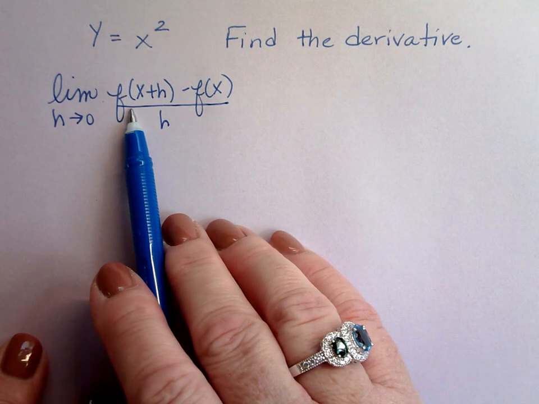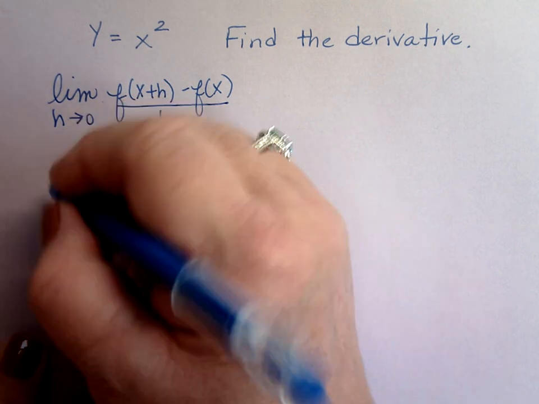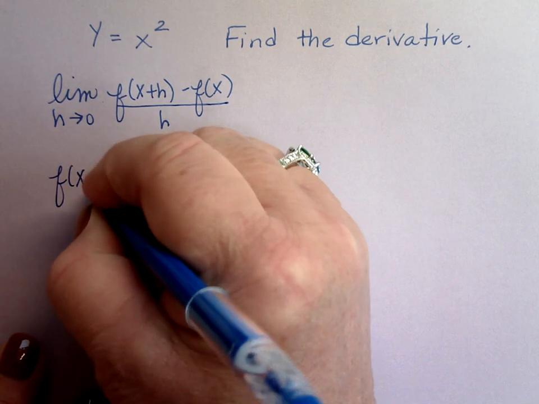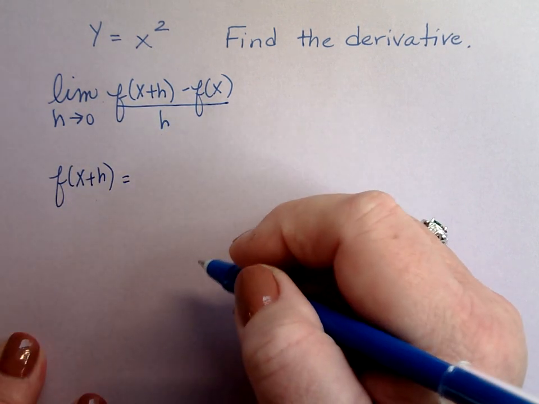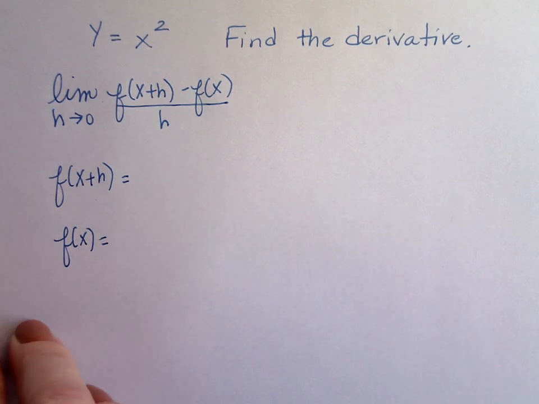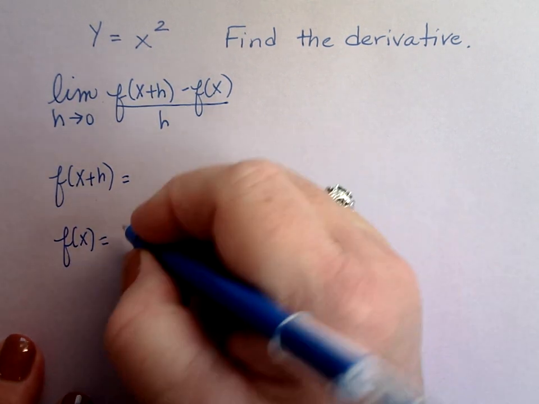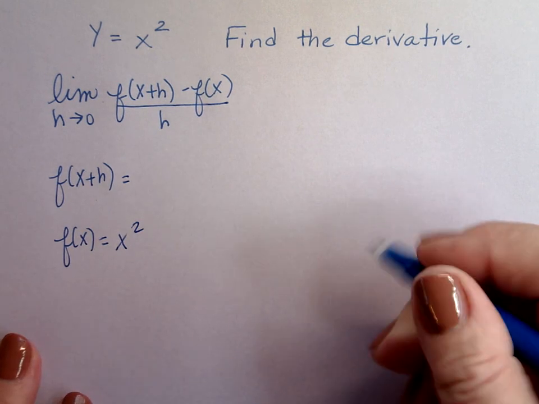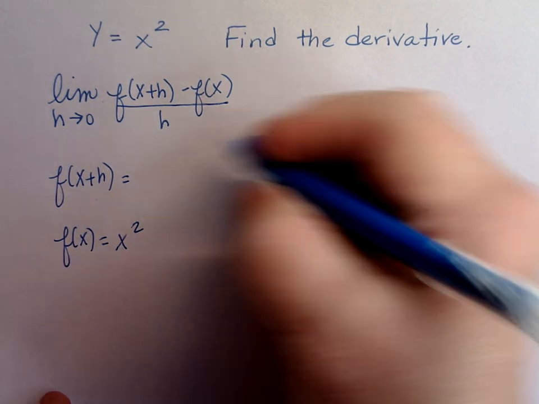We first figured out what f of x plus h is, and then we worked on f of x. Well, we know what f of x is. F of x is just x squared. And then we put the whole thing together as the limit. So let's see what it would look like.